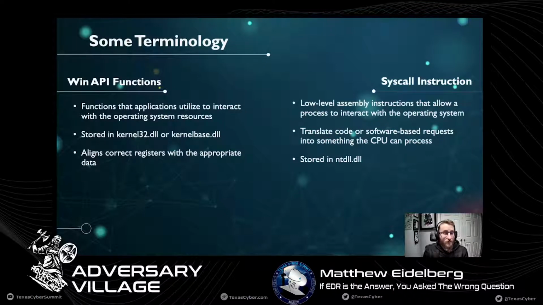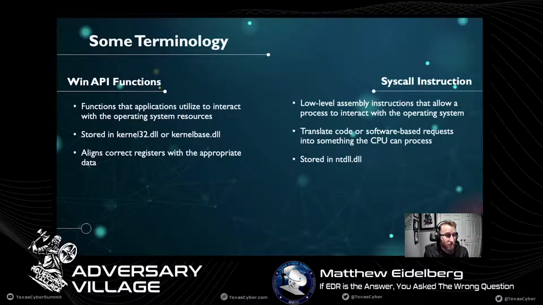Before we go any further down the rabbit hole of avoidance and EDRs, there are two terms I like to define. The first one is Win APIs. These are functions that an application can use to interact with the operating system. These are often stored in kernelbase or kernel32. The Windows operating system provides these DLLs and functions so that applications can remain thin, as well as ensure stability and no issues when an application is interacting with the operating system.